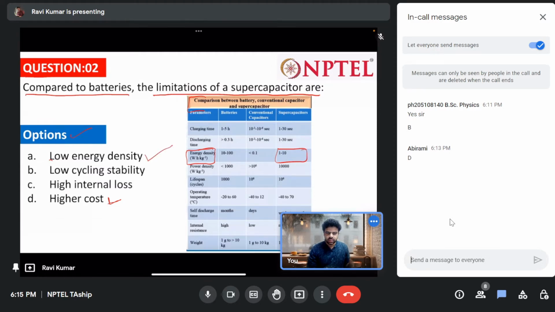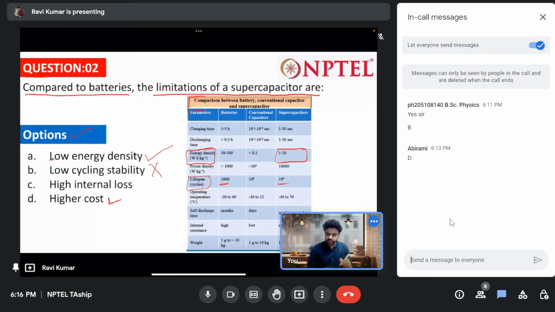Second says low cycling stability. Cycles of a battery is more or a supercapacitor is more? Supercapacitor is more. So it is not low cycling stability, it is higher cycle. Like you can see, this is 10 raised power 6, this is 10 raised power 3 only. So low cycling stability is wrong.